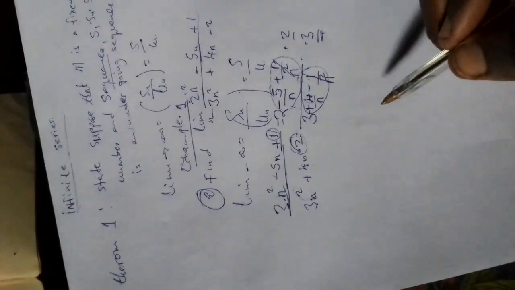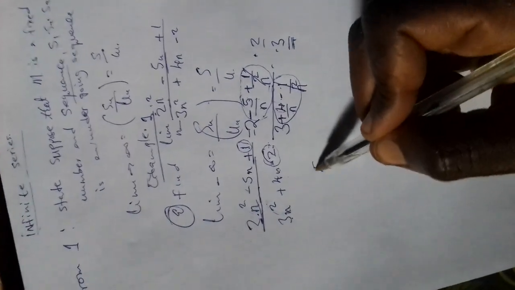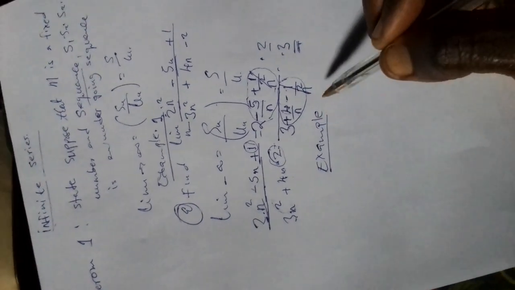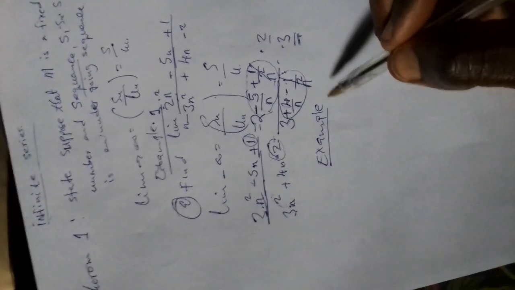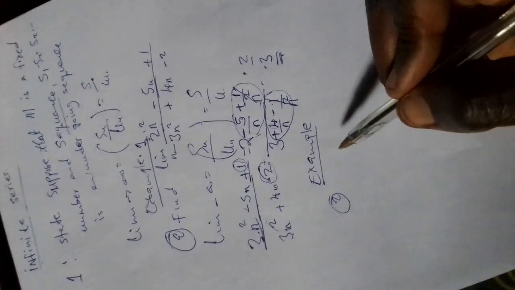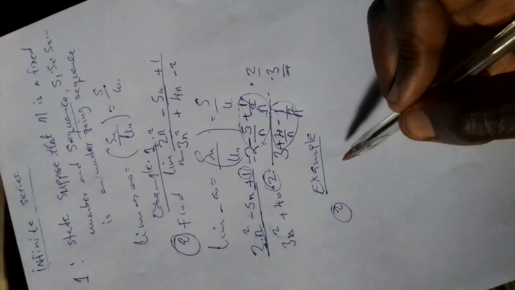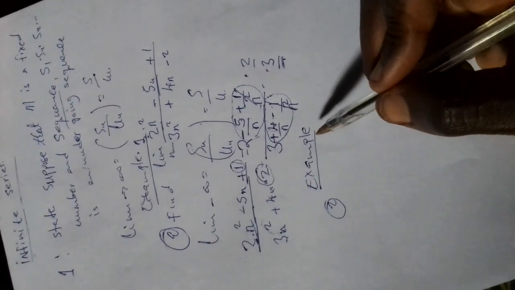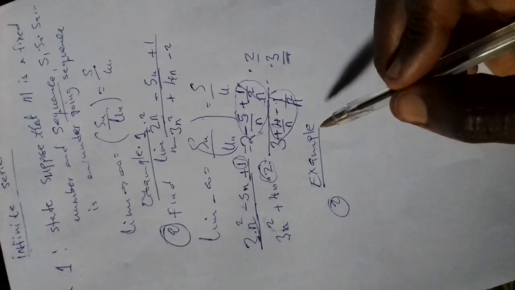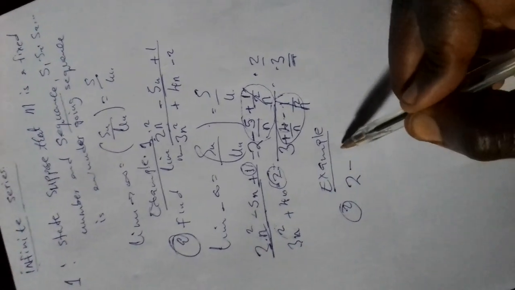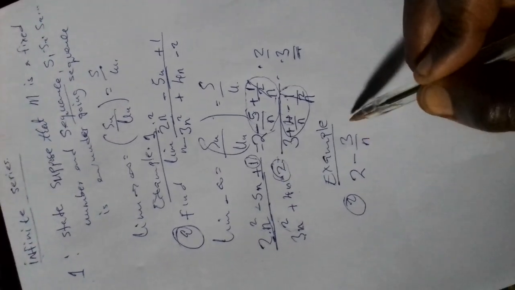Okay. So without wasting much time, we are going to look for example 2. If in example 1 you didn't get it right, now pay attention to example 2. Be very attentive, listen to any word that I'm saying. Okay, example 2, the question is like this: 2 minus 3 over n.